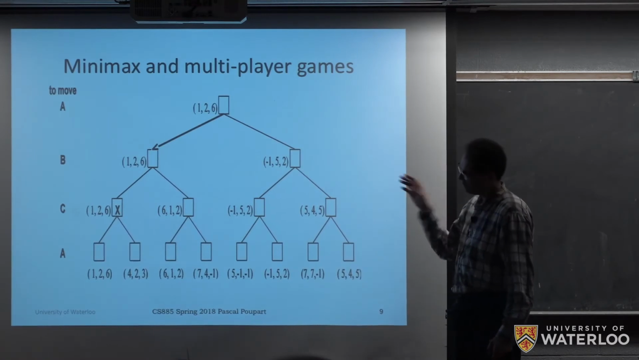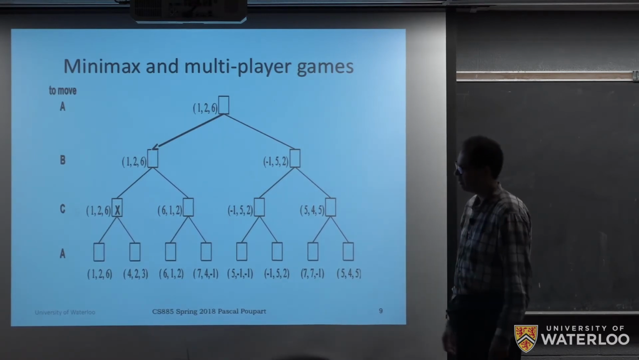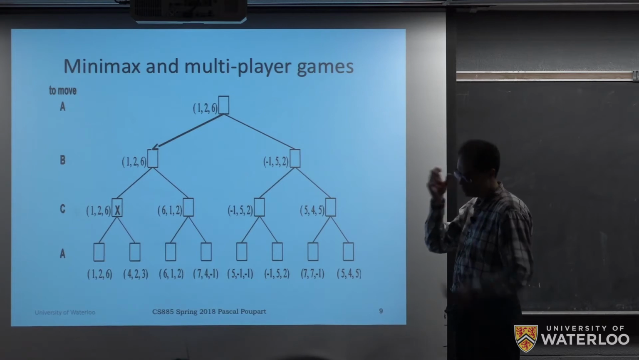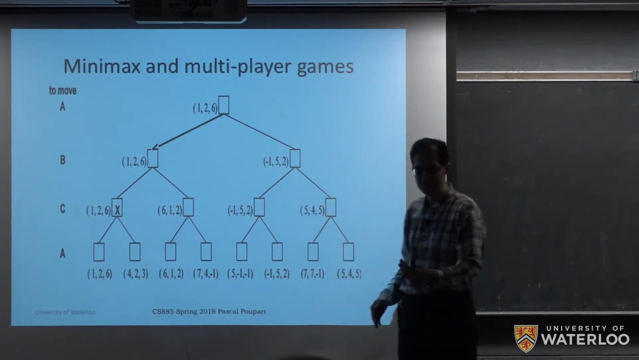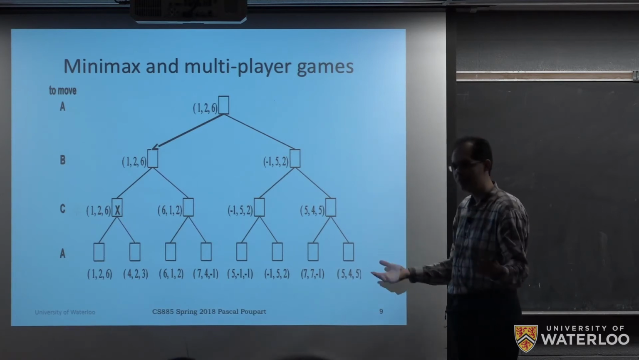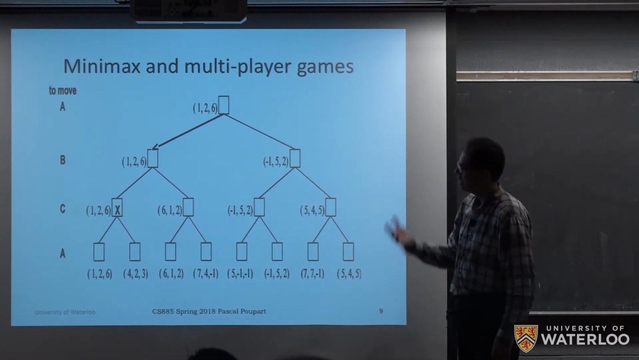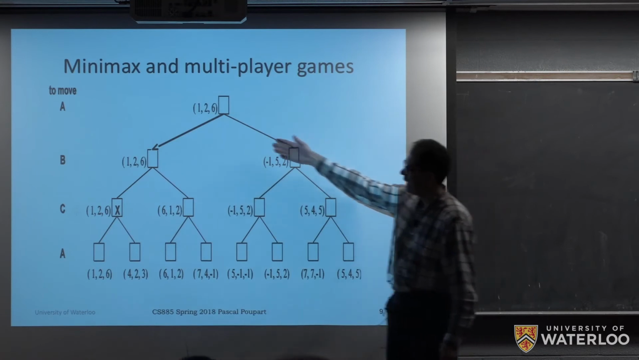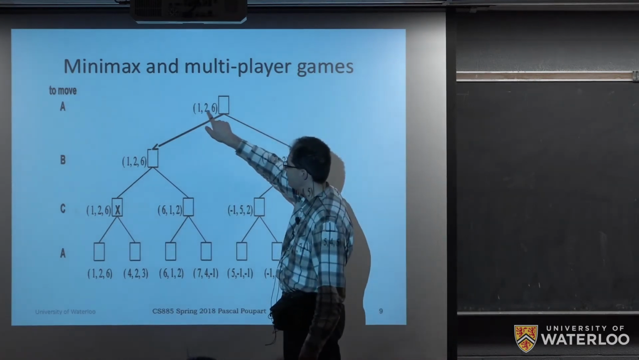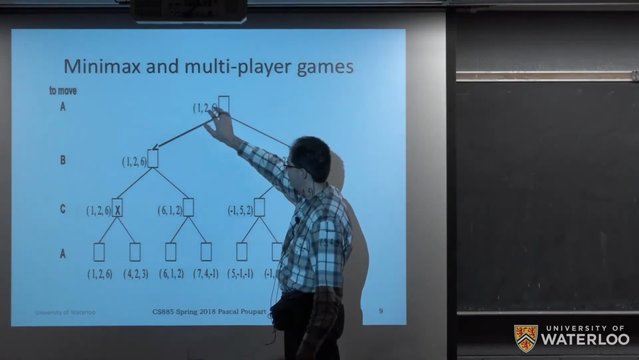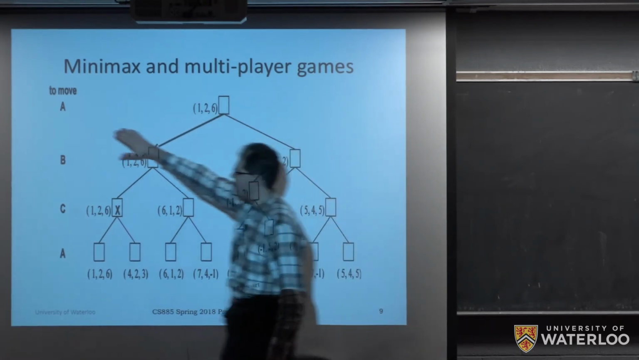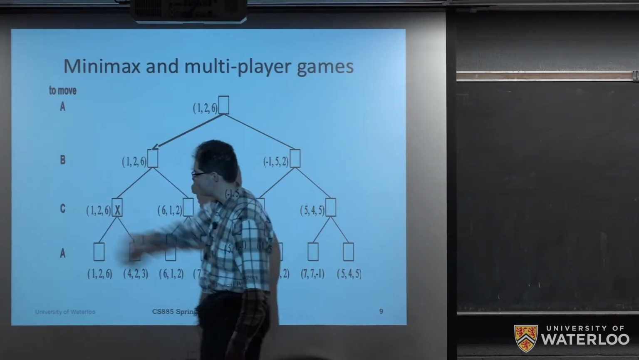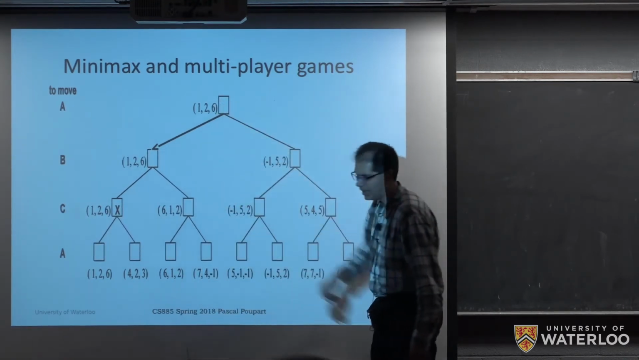Okay, so now what if we have more than 2 players? If we have more than 2 players, we cannot have a single score where one is maximizing and one is minimizing. But a general way of dealing with multiplayer games would be as follows. You could have a score or utility that is stored in each node for each player. So here I'm going to assume that I've got 3 players, A, B, and C. So they alternate.